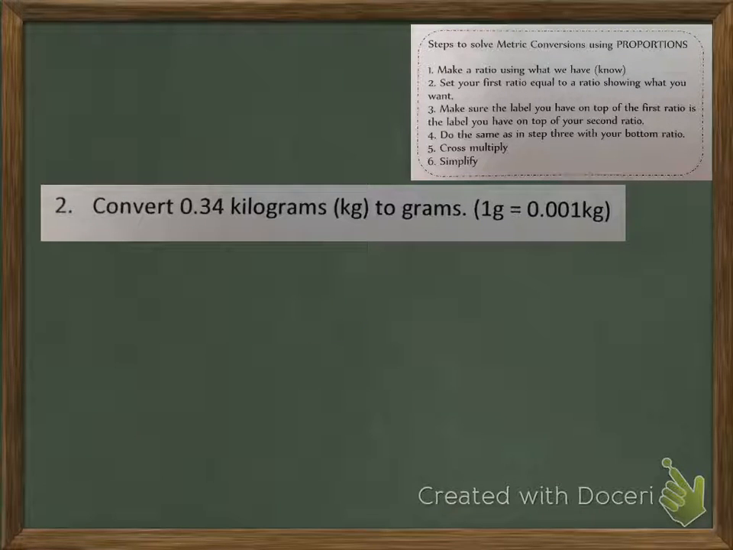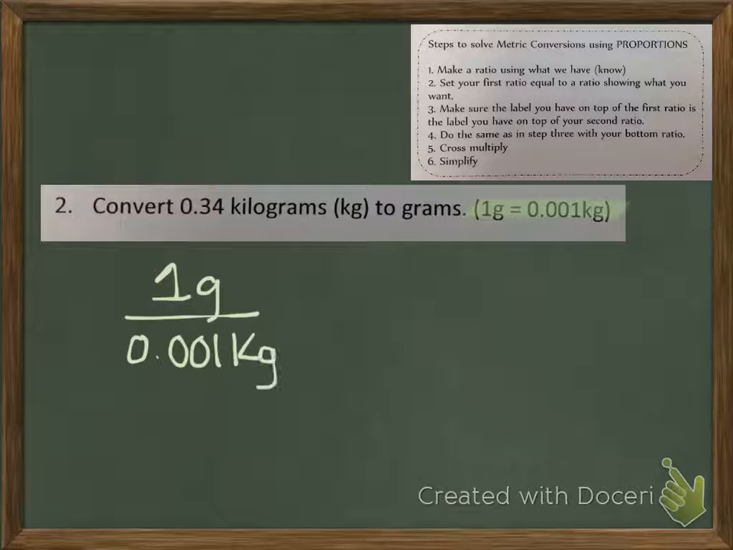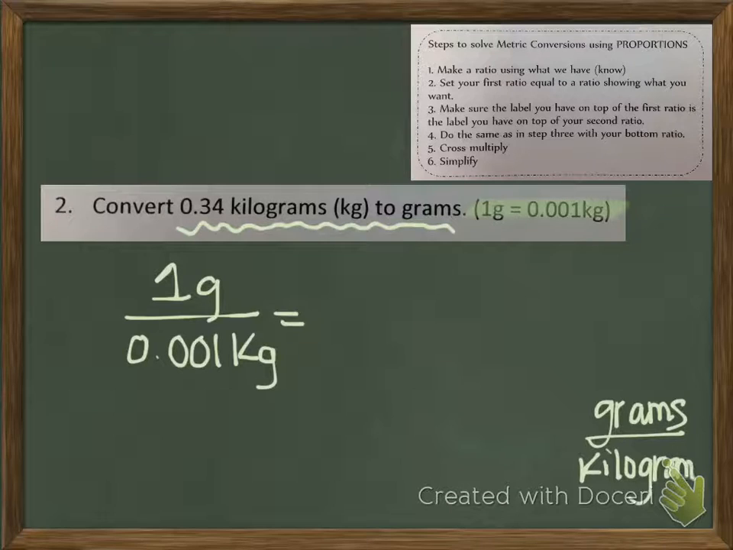Let's try this again. Convert 34 hundredths kilograms to grams. So here again is what we know. Our first ratio is what we know. So I know that 1 gram is over 1,000 kilograms... rather, 1 gram over 0.001 kilograms. Then I set it equal to what I'm looking for. So again, here I put grams on top and kilograms on bottom, so I want to make sure I keep it that way. Is it okay to put kilograms on top and grams on bottom? Absolutely, as long as you follow numbers 3 and 4 on your steps. So that means I don't know grams over 0.34 kilograms.